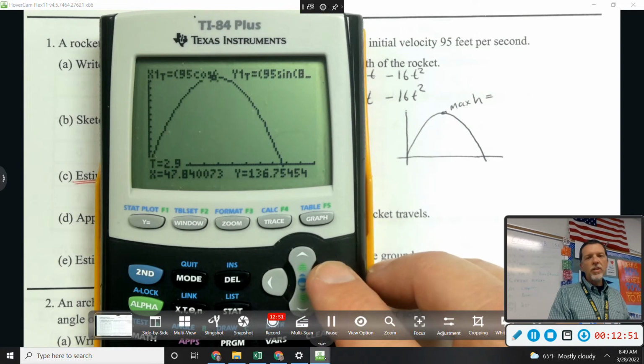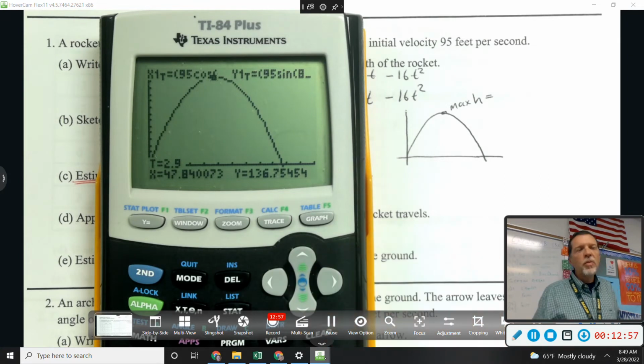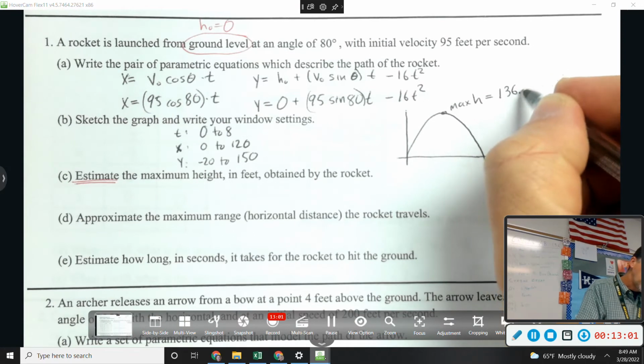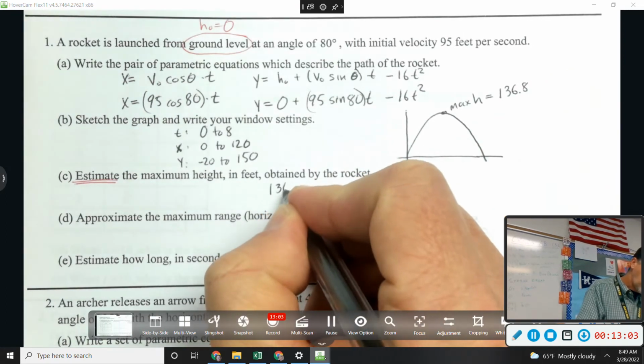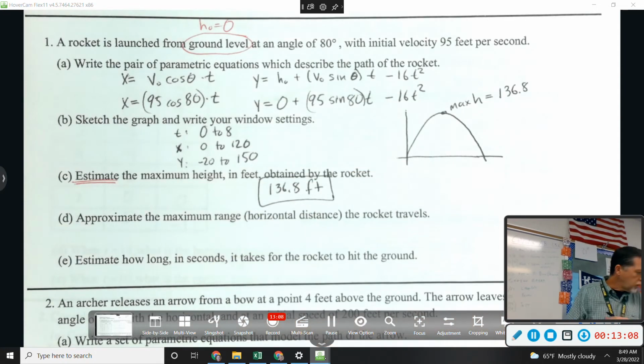136.7. Whoops, and it goes down. 136.8. So 136.8 feet. Again, if you have a different calculator or a different window, your max might be slightly different than that.